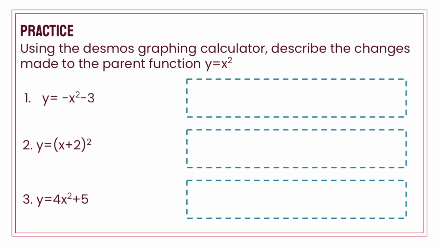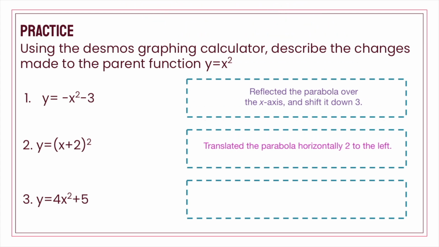So that means that I'm going to reflect the parabola over the x-axis because I've changed that positive x squared to a negative x squared. And I've shifted down 3 because I have a minus 3, and I didn't do that directly to the x, I did it to x squared. The second one, I've got x plus 2 inside the parentheses, so this time I did do something directly to the x, which means that that's going to translate my parabola horizontally to the left.